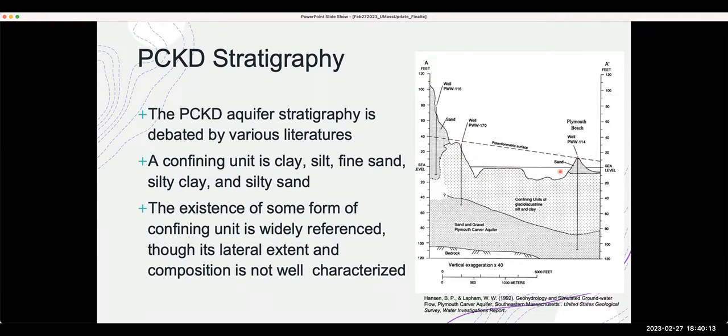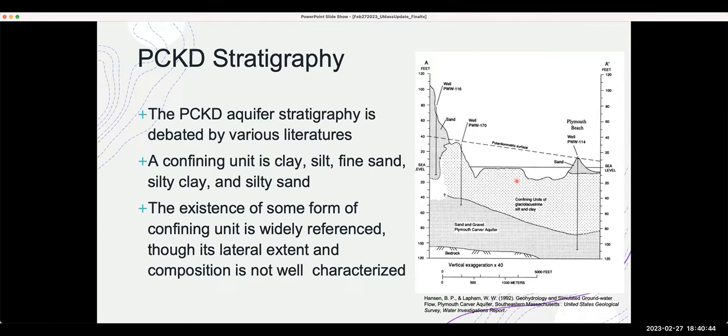Rachel, I'll just add that a confining unit is a term we use in hydrogeology to define a layer that is less permeable to groundwater. What that means is that it's harder for the fluid to move through that material because it doesn't move the water as easily.